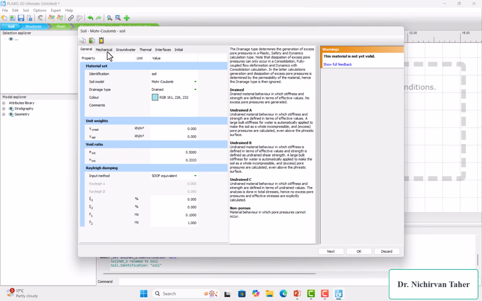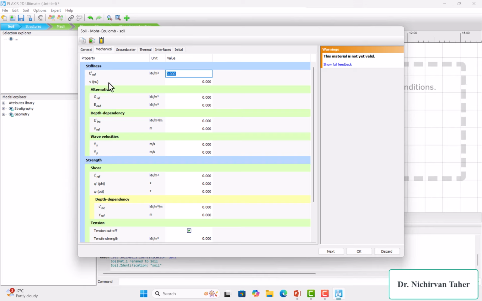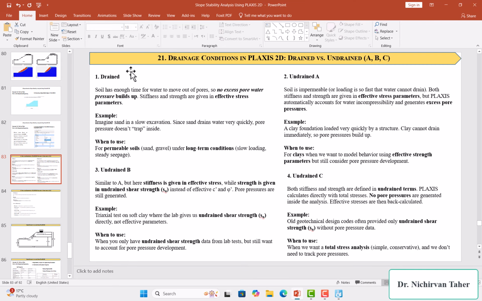If I select drained, in mechanical properties we can see the stiffness parameters, elasticity and Poisson ratio, are given in terms of effective stress, and the shear strength parameters, cohesion and internal friction angle, should also be in terms of effective stress. In the drained condition, the soil has enough time for water to move out of the pores, so no excess pore water pressure builds up.